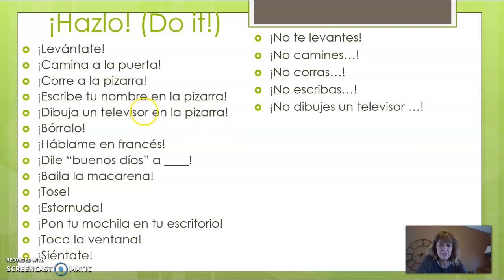Okay, now careful on the next one. Borrar is to erase. Look what we did. Bórralo. Levántate. Look what happened with no te levantes. Look where that te went. Okay, now see if you can come up with don't erase it. It's going to look like no lo borres. Look where the placement is of those pronouns, and also look at the end of the verb: borrar becomes no lo borres.